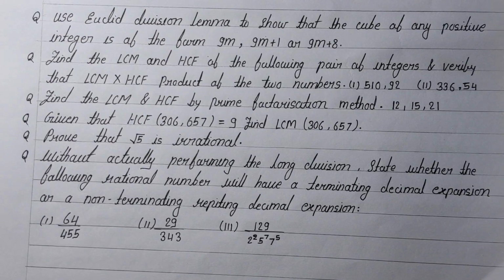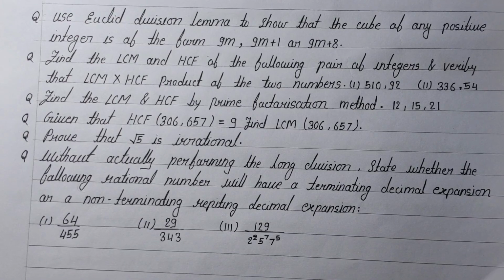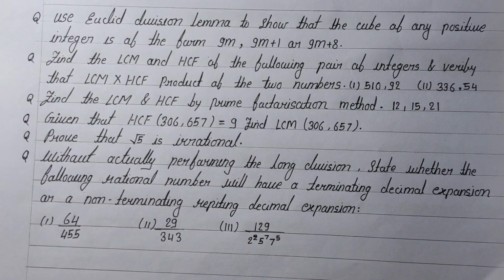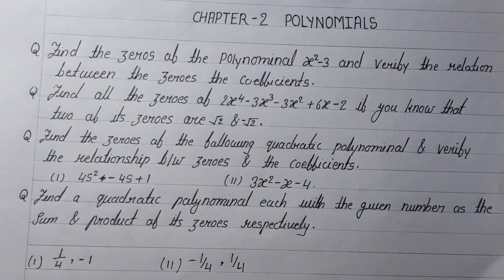Next, prove that root 5 is irrational. Next, without actually performing the long division, state whether the following rational numbers will be a terminating decimal expansion or a non-terminating repeating decimal expansion. First, 6 by 455, next 29 by 343, next 129 by 2 square, 5 raised to 7 and 7 raised to 5.